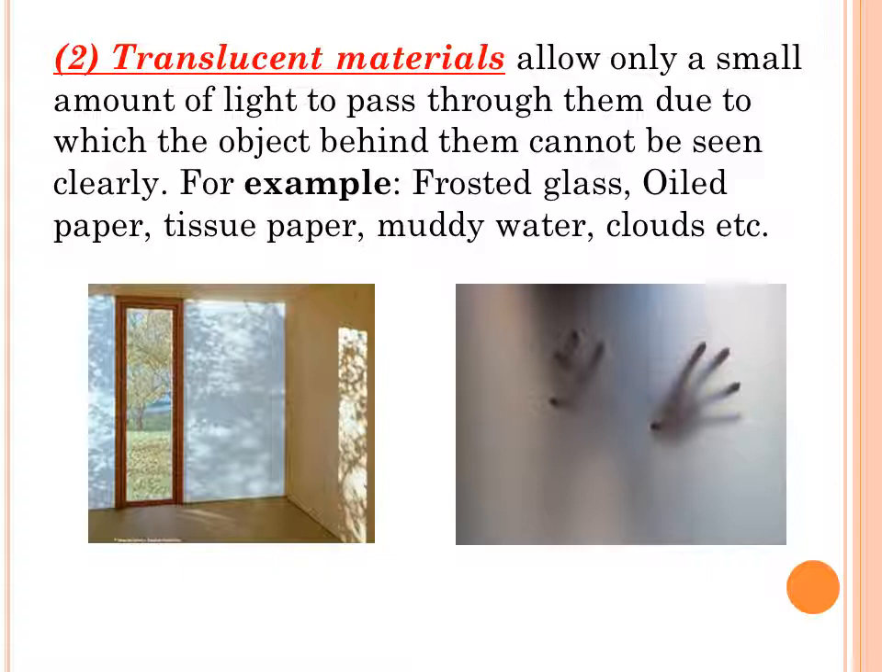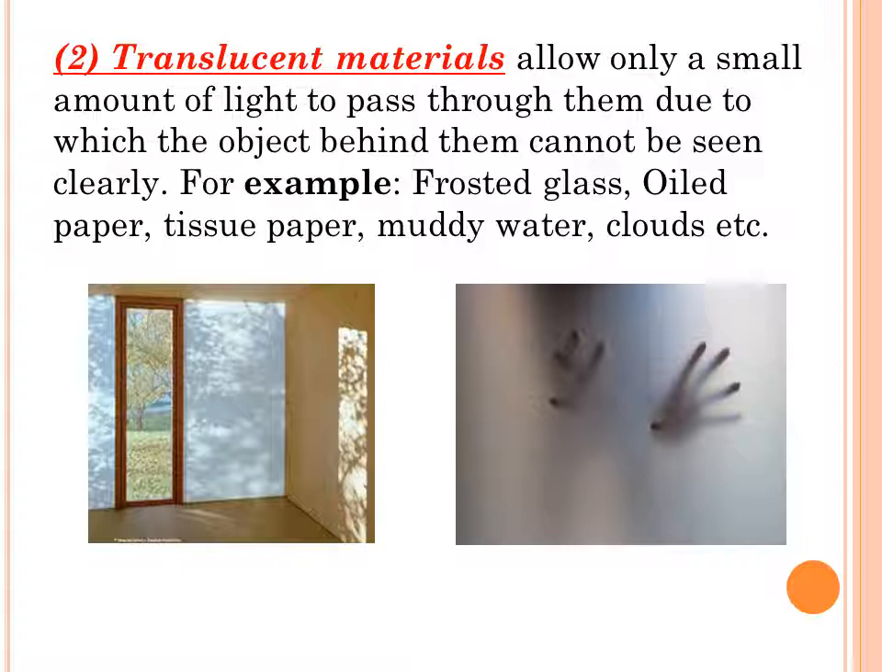where a fraction of light can enter, not as a whole. Then in many offices, frosted glasses are used. We have oil papers, which are also a translucent material. Then we have tissue papers. Tissue paper is also a translucent material. Then muddy water, even clouds, they are all translucent materials. That means they only allow a small portion of the light to pass through them.